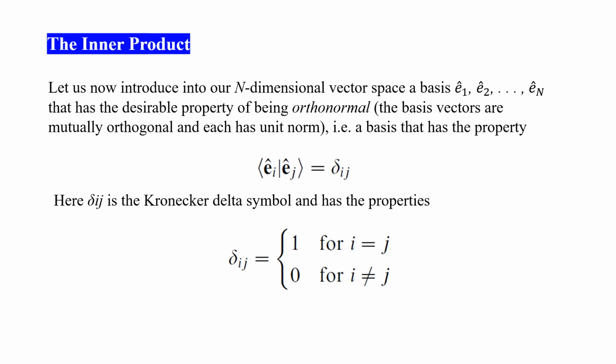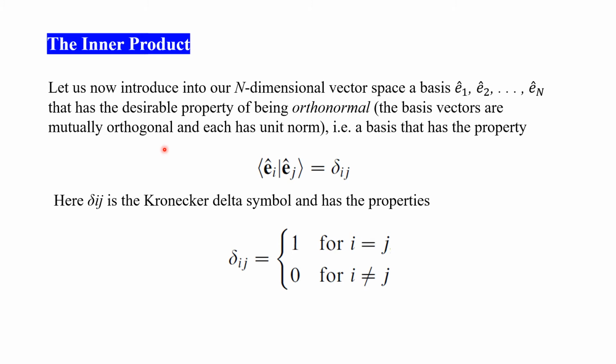Let us now introduce into our n-dimensional vector space a basis e1 hat, e2 hat, up to en hat. So remember again that these are your basis vectors, that have the desirable property of being orthonormal. Orthonormal comes from the two words orthogonal and normalized. So orthonormal means the basis vectors are mutually orthogonal, that is, the inner product of your vectors is equal to 0, and each has a unit norm, that is, the norm of your vectors is equal to 1.